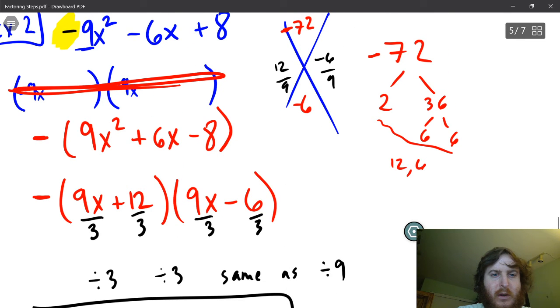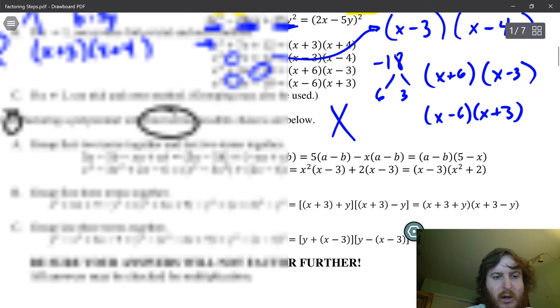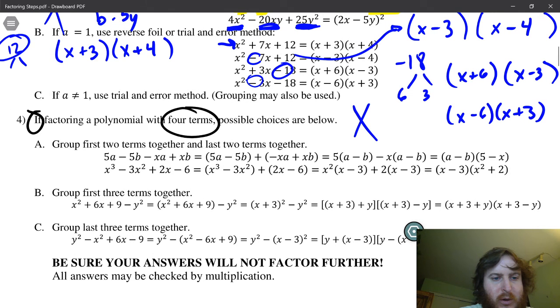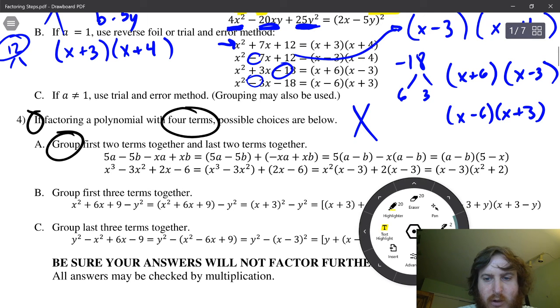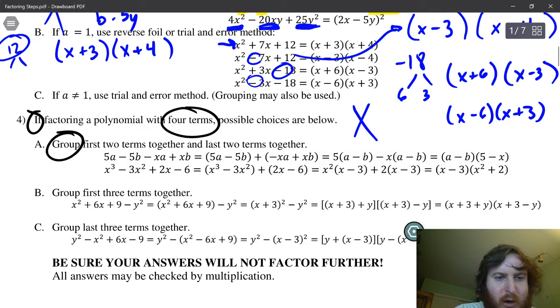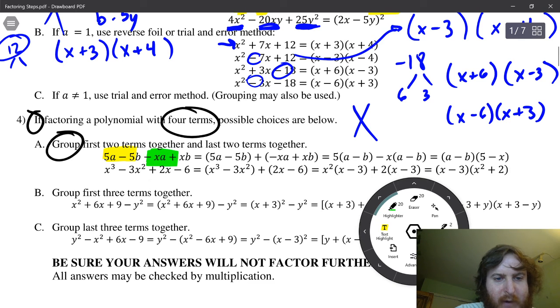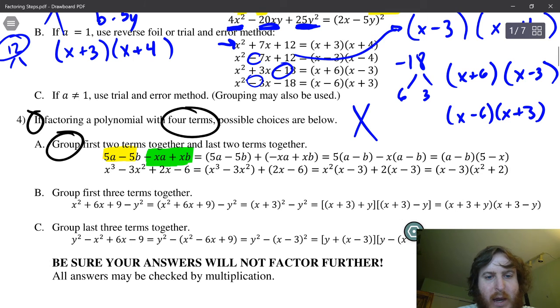Next up, we have our 4 terms, right? So that was with 3 terms, and next up, we have 4 terms. The most common thing with 4 terms is the grouping method. The grouping method is you basically look at your first 2 terms and group those. Then you look at your second 2 terms, and be careful, the negative counts as part of those second 2 terms. Then try to isolate those together.